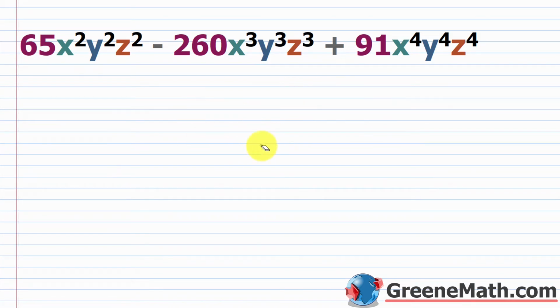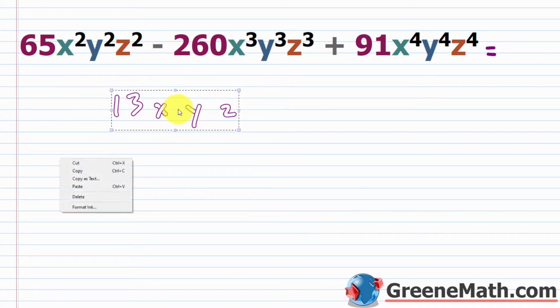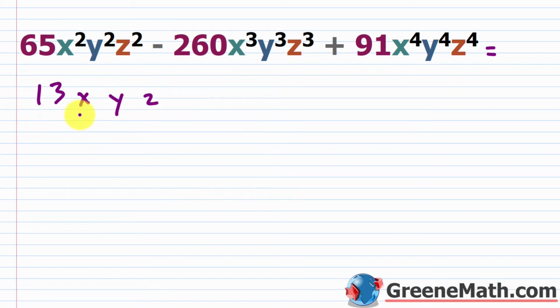Let's get rid of this. Let's put equals here. I'll put a 13. For the variable part, everything has an x, y, and a z. So let's put those in. So x, y, and then z. Let me scooch this down so it actually fits. And for my exponent, this is a 2, a 3, and a 4.